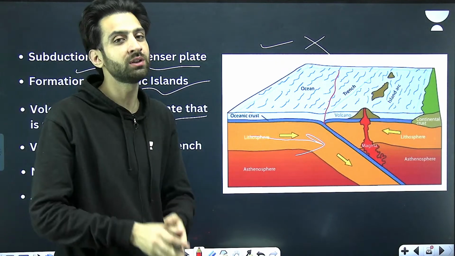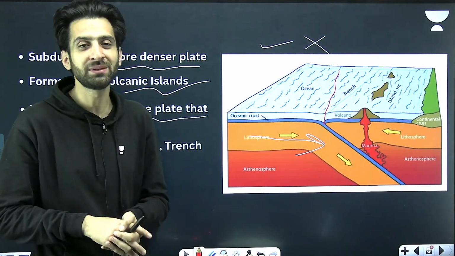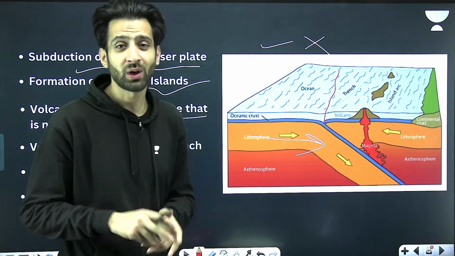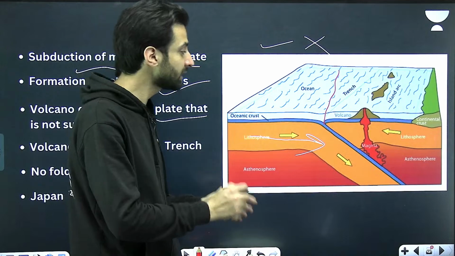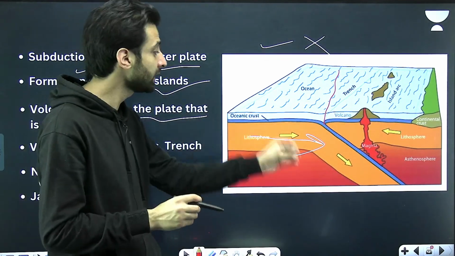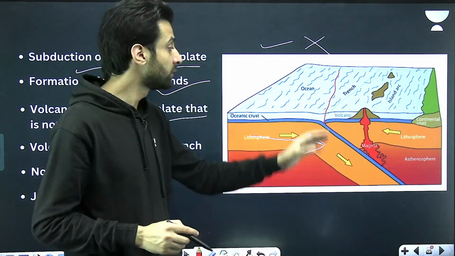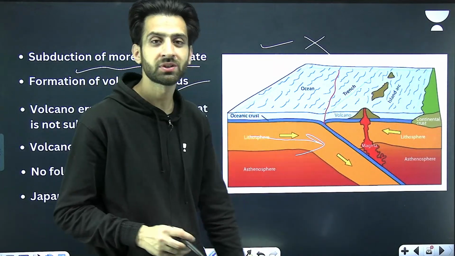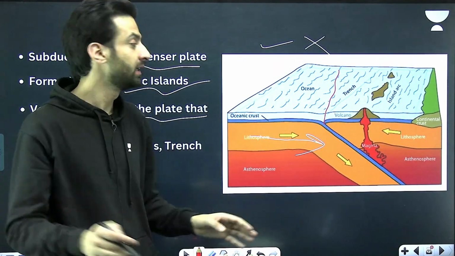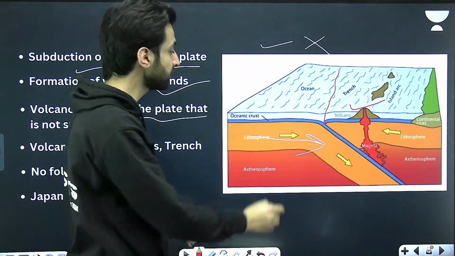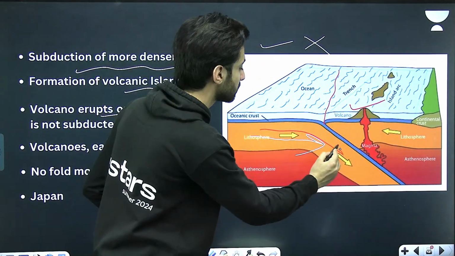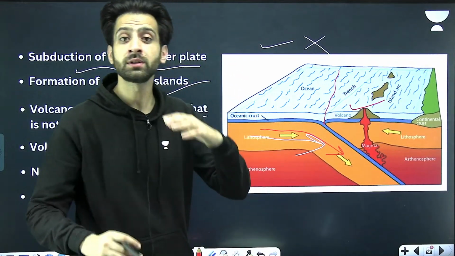Because you cannot go into the earth. It's not possible to go deep down inside of the earth. So how will you predict that this is going there? Because you have to find out where the volcanoes are. Wherever you find the volcanic eruptions, that plate is not subducting. If you look at this image, you will find the volcanoes to be here and the plate that is subducting is this one. So the volcano will always be on the lighter plate.